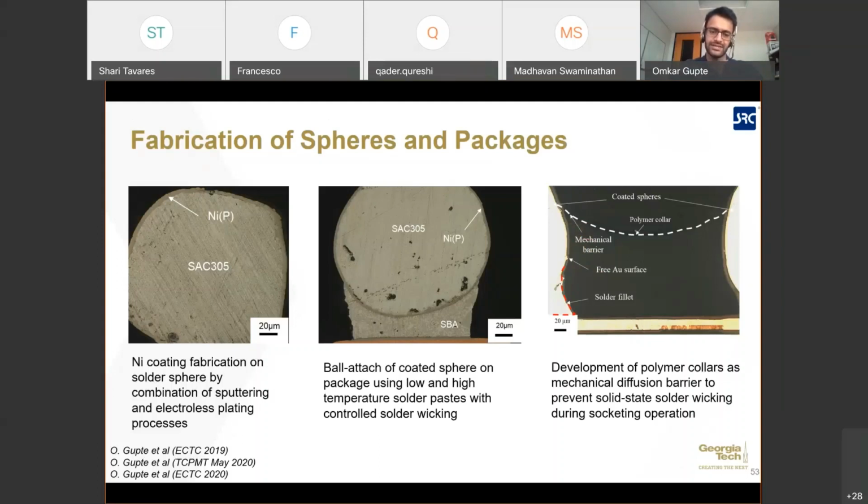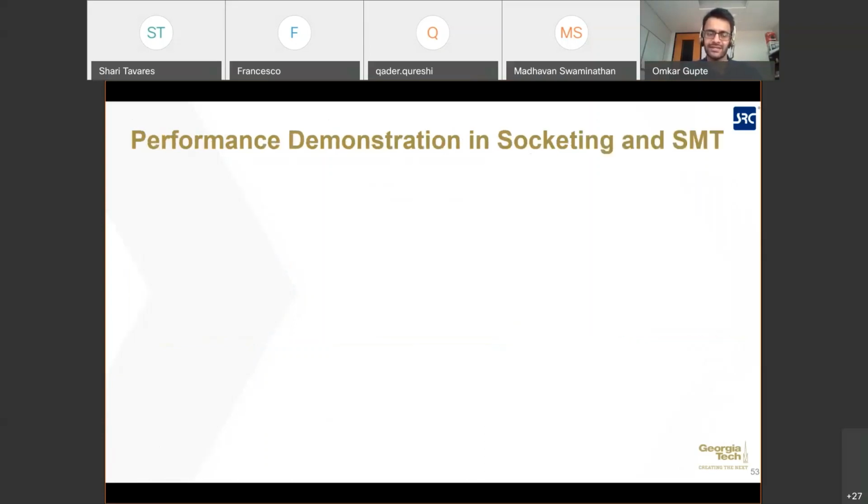Initially the reflow process was optimized to prevent this diffusion of solder to the top surface of the sphere. When the package was used in socketing, we could see that the diffusion continued, and more diffusion of this solder to the top surface of the sphere was observed. Hence the polymer collar was used as a mechanical barrier to prevent that diffusion.